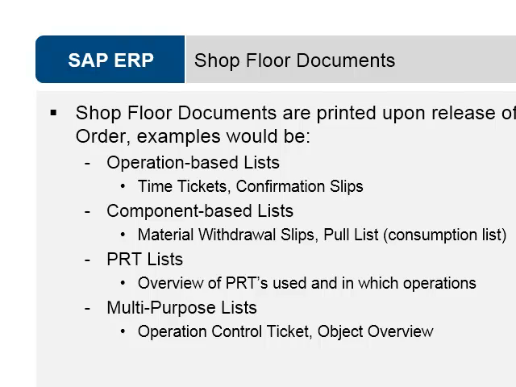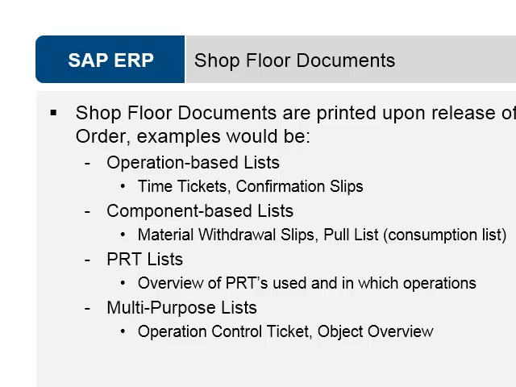And as we said, there are different types. There are ones that are operation based, like the time ticket, which records how much time you take for a specific activity using a specific resource, and the confirmation slips for when the operation has been executed. There are some that relate to the component, like the material withdrawal slip, for pulling material or moving material to the shop floor in order to be used in the production processes or operations.